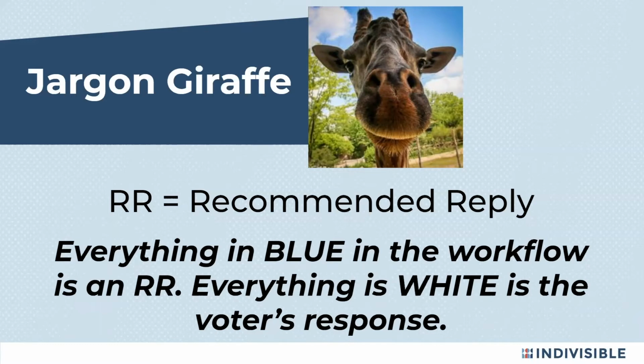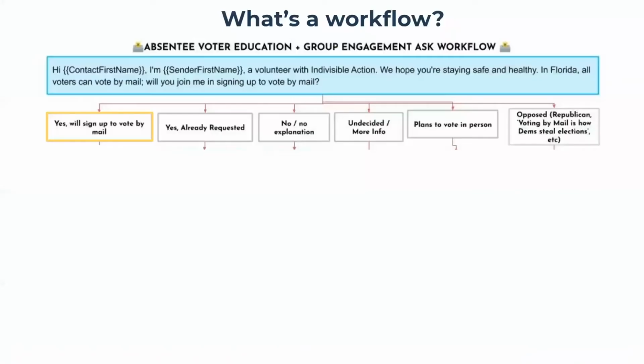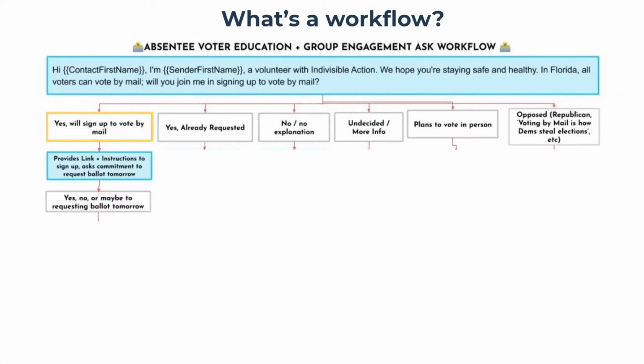Say, for example, a voter responds that yes, they will sign up to vote by mail. You can then use the RR that provides them the link to sign up, as well as more instructions on how to submit their application. We then ask them to commit to requesting their ballot by the following day. And based on how they respond to that question, we'll then provide them more information on the ballot request deadline, and then ask them if they would like to be connected with their local Indivisible group. Depending on how they answer, we can then provide them the link to the list of the local groups in their area and encourage them to get connected.